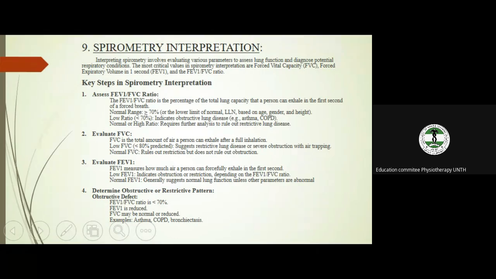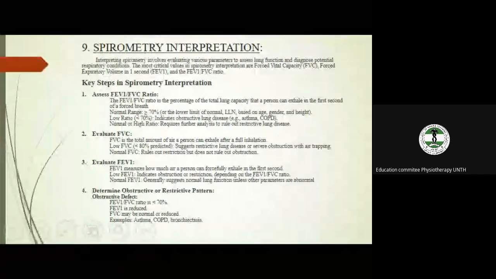Then the key steps in spirometry interpretation: assess the FEV1/FVC ratio. The ratio is the percentage of the total lung capacity that a person can exhale in the first second of a forced breath. Normal range is greater than 70%, or the lower limit of normal, LLN, based on age, gender, and height. A low ratio indicates obstructive lung disease, especially asthma. We have repeated this before, but it's good we keep on so that it can sink into our brain. A normal or high ratio requires further analysis to rule out obstruction.